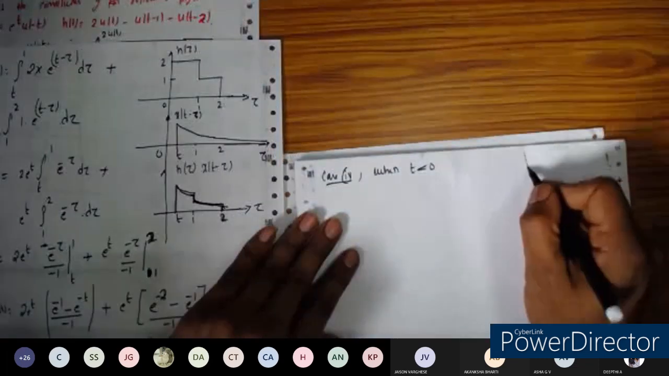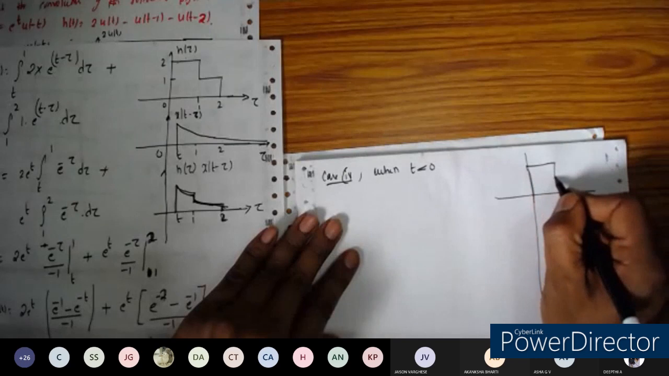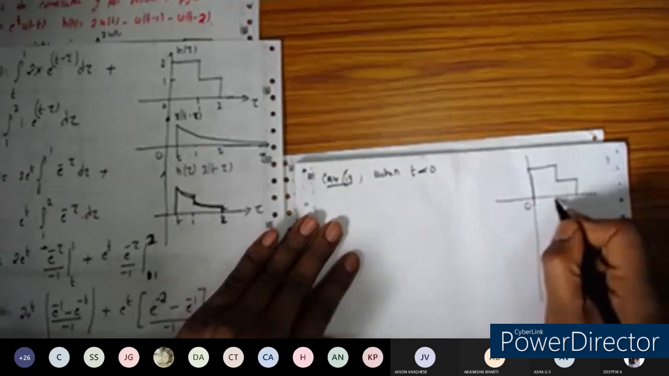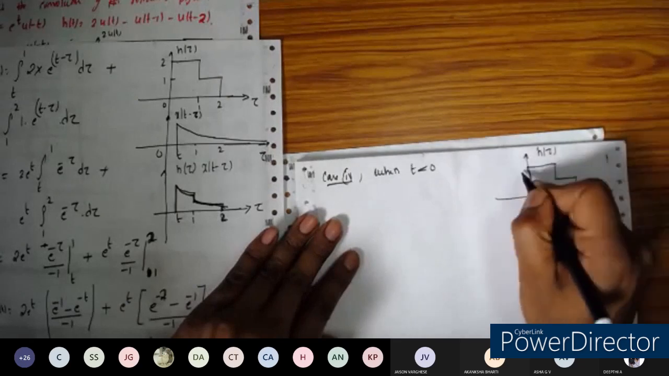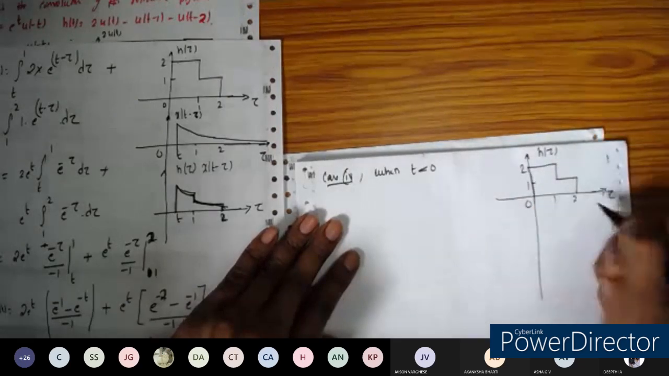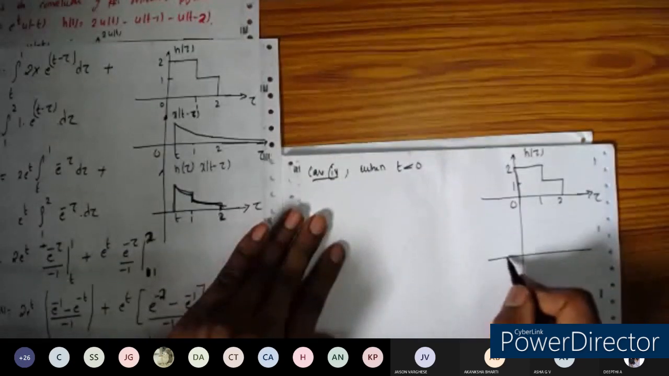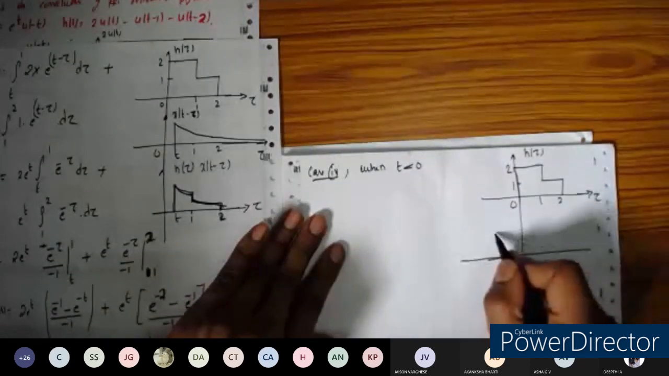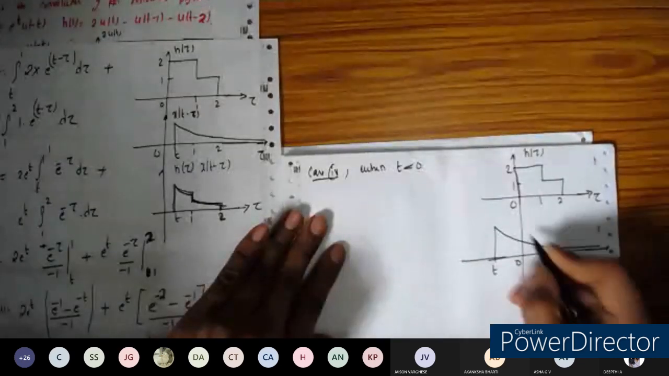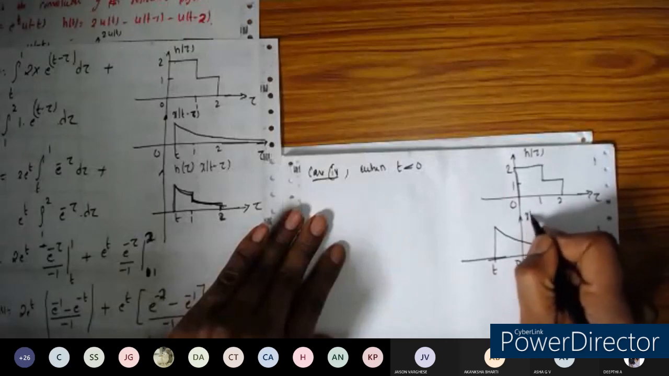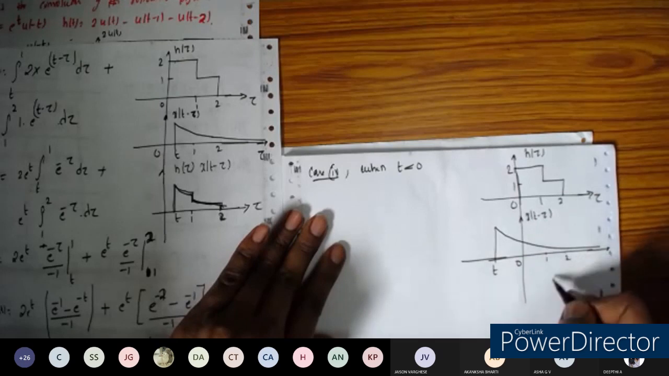So let me plot the waveform for the h of tau, and the remaining quantities. So this is the h of tau. So 0, 1, 2. So this is the tau axis. This is h of tau. So this is 2. This is 1. Okay. And the x of tau can take the value less than 0. So somewhere like this, I'm going to move the t somewhere behind this one. So this is x of t minus tau. So this is 1. This is 2.